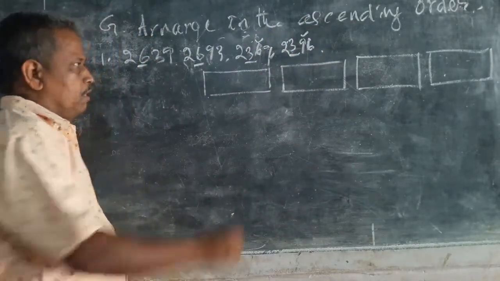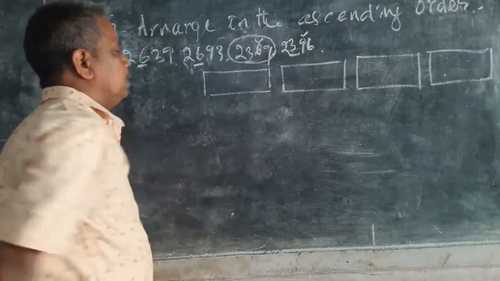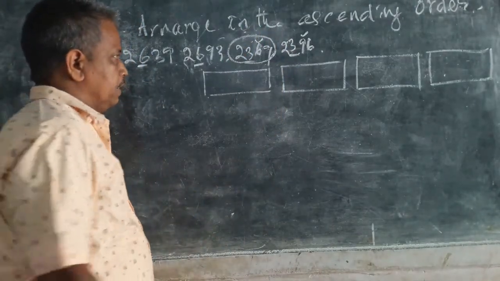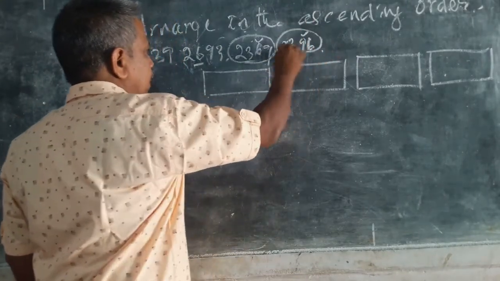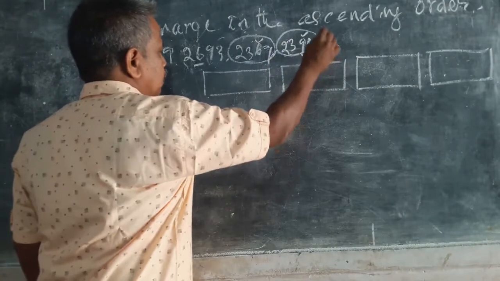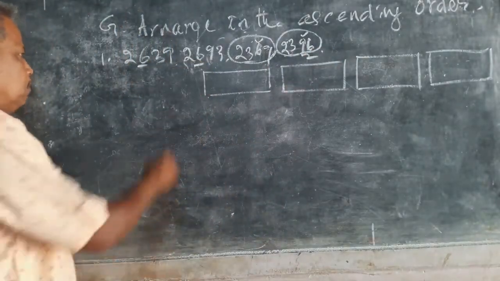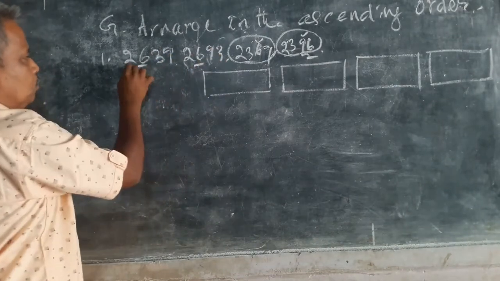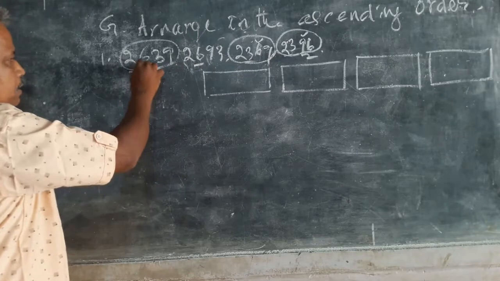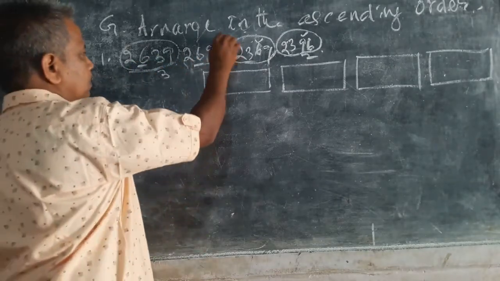So, the smallest number is 2369, and then the next smallest number is 2396. Then in between these two numbers, which is the smallest number? Here in tens place is 3, here is 9. So this one is the smallest number in between 2, it is the 3rd number, and this is the last number.